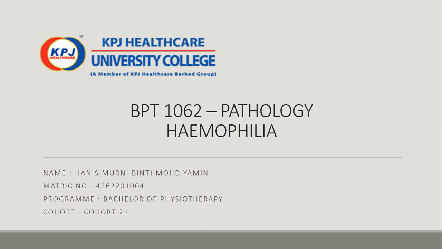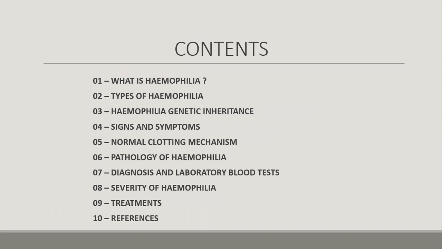For Pathology subject, I will talk about Haemophilia. These are the contents that I will talk in this video. The first one is what is Haemophilia? Second, types of Haemophilia. Third, Haemophilia genetic inheritance, signs and symptoms, normal clotting mechanism, pathology of haemophilia, diagnosis and laboratory blood tests, severity of haemophilia, and treatments.